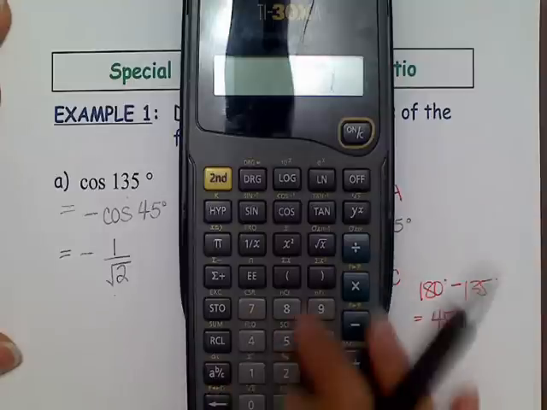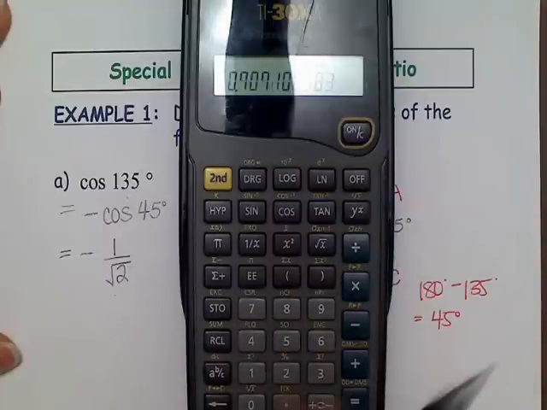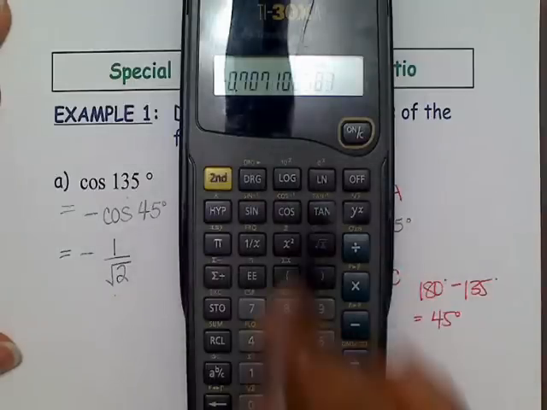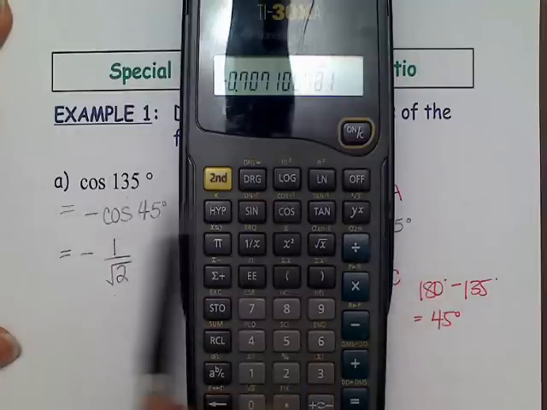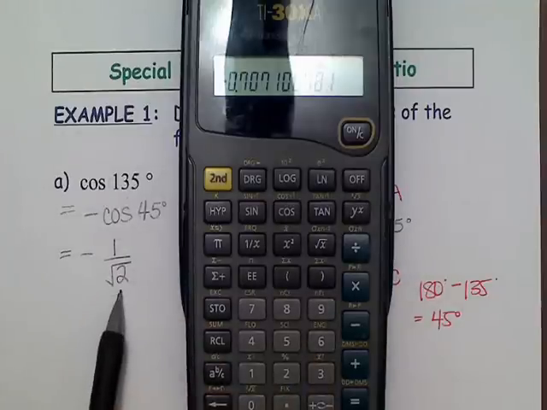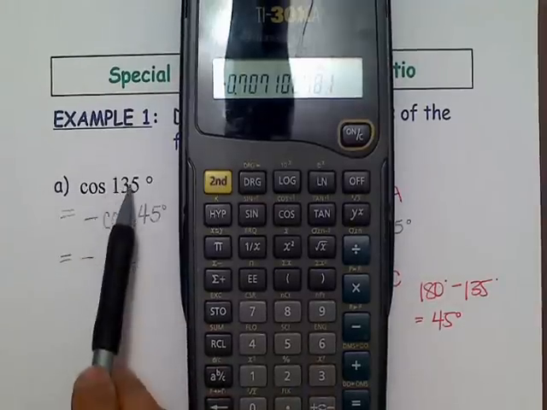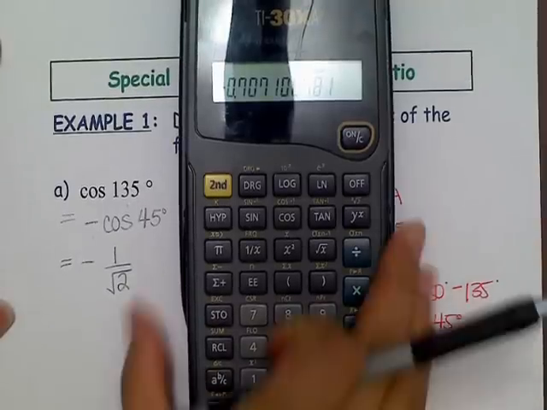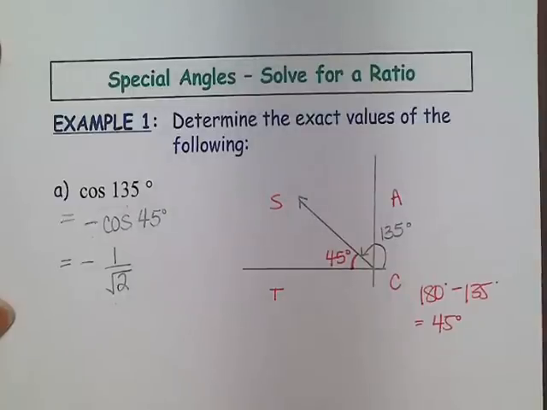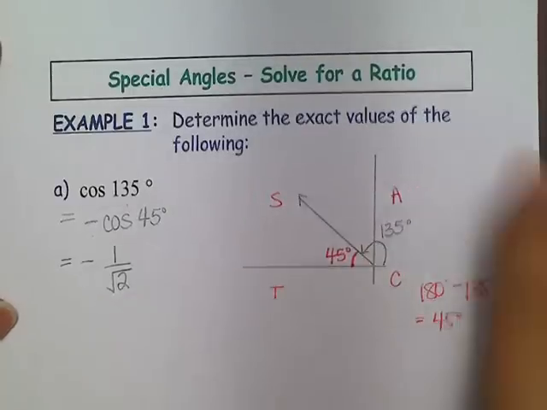And then do the same thing with the answer I got at the end: 1 divided by the square root of 2. And you'll notice I get 0.707 again. So I know that this is actually correct. The decimal answer and the exact answer give me the same thing. So when I calculated cos of 135, I got the same answer as negative 1 over root 2. Okay, and that's it. So this is how you would find the exact value of a ratio.